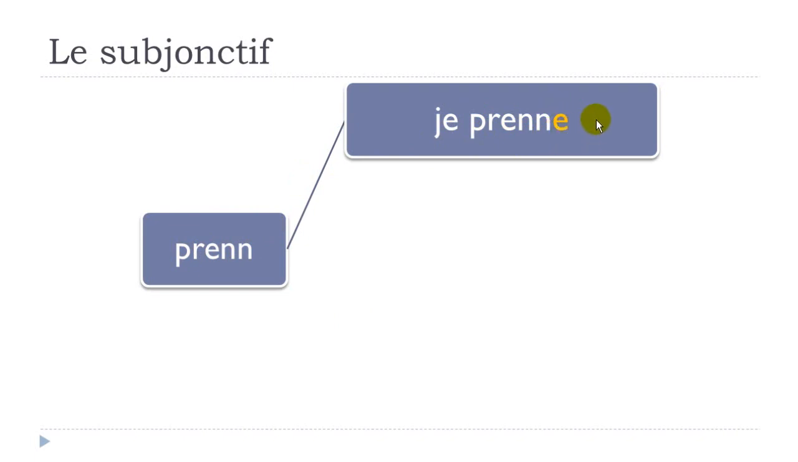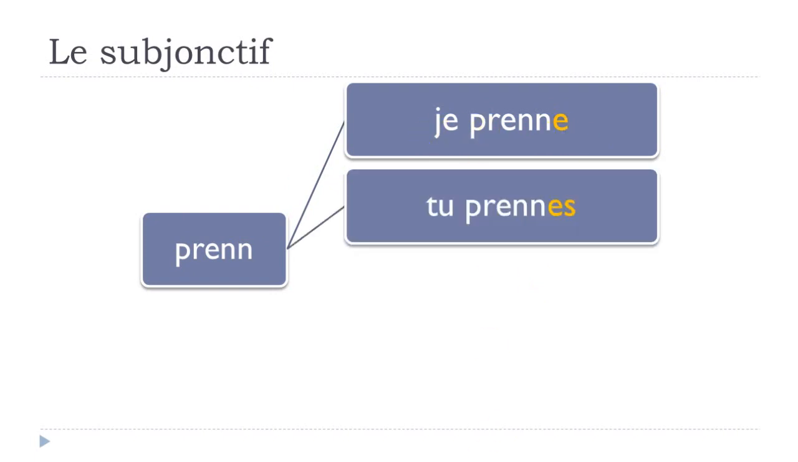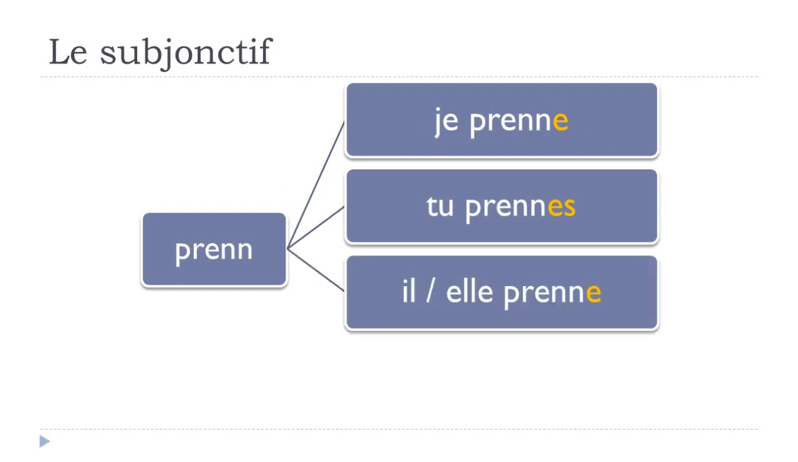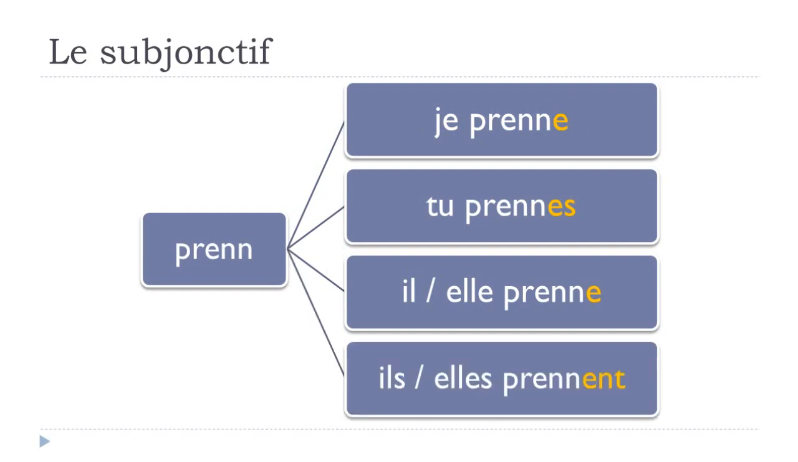The ending for je will be e, okay? The ending for tu will be es. The ending for il, elle will be e, and the ending for ils, elles, the plural form, will be ent, okay? If you look carefully, it's not that strange. I mean, these endings are quite common, and we've encountered these endings previously. If you think about the present form, then it looks a bit familiar, okay? So, je prenne, tu prennes, il prenne, elle prenne, ils prennent, et elles prennent.